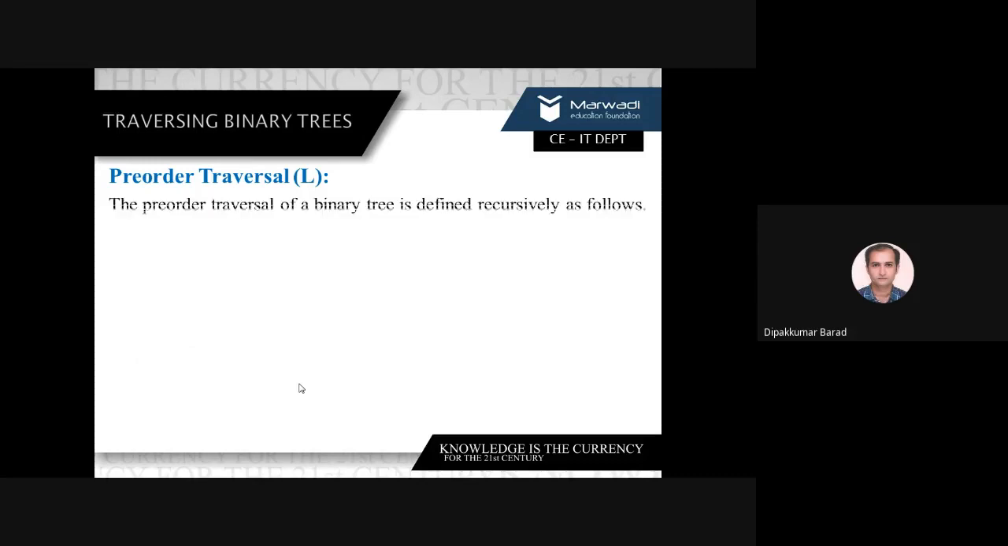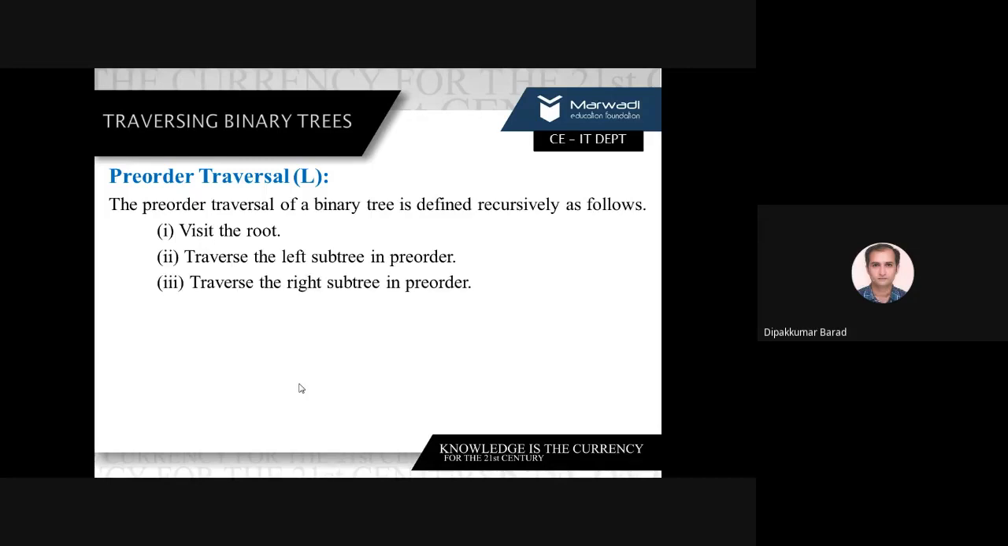So first, pre-order traversal is defined as: first you visit the root, which means the parent, then traverse the left subtree in pre-order, and traverse the right subtree in pre-order. See here, if you have this graph, first you have to visit the root, which is A here. Then the left subtree. Considering B as a parent, we haven't any left subtree here.